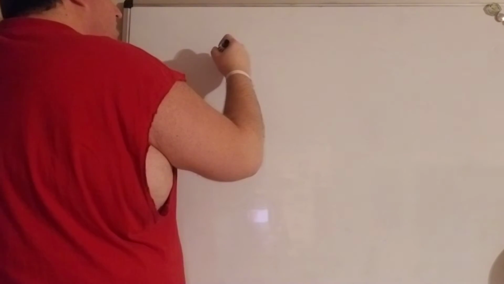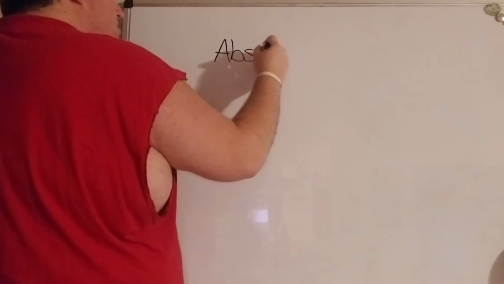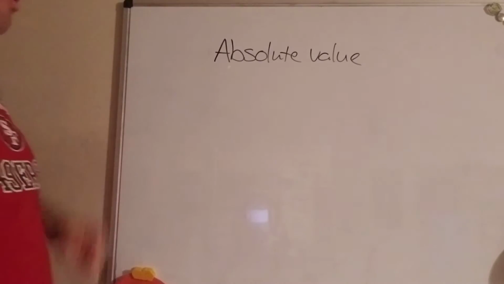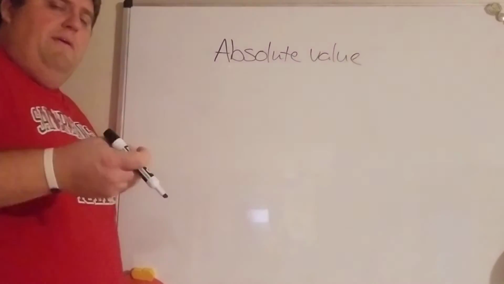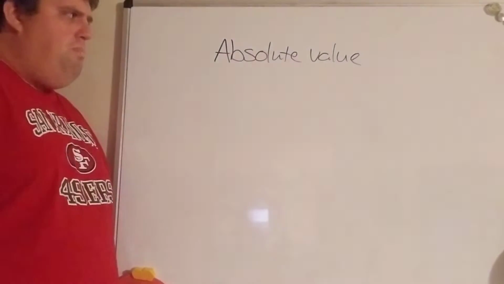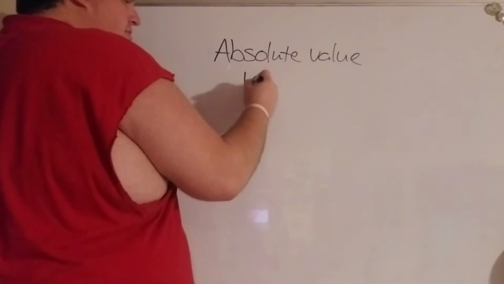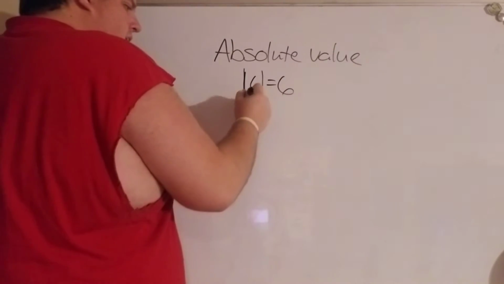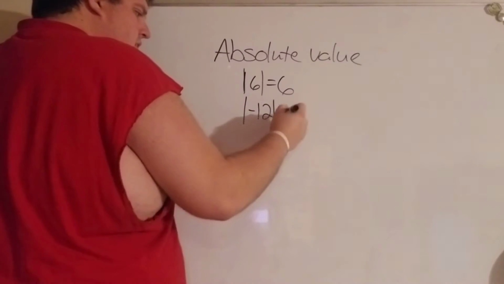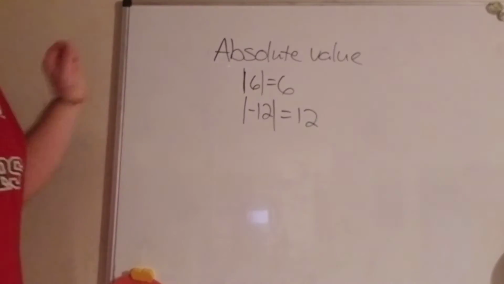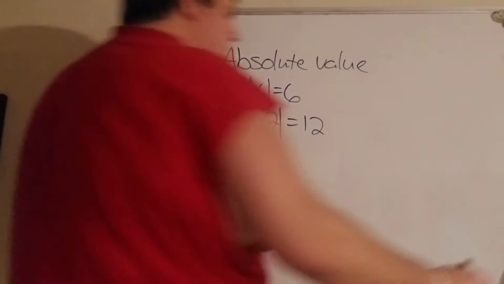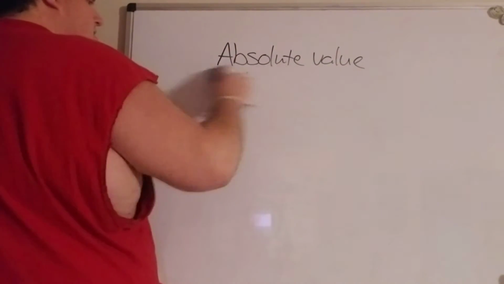So absolute value, we talked about it earlier this year when we solved absolute value equations, right? It's going to turn everything into positive numbers. For example, if I had the absolute value of 6, it's just 6. How far is 6 from 0? It's 6 away. How far is negative 12 from 0? It's 12 away, right? So no matter what we put in there, we're going to kick out a positive version of that number. So we're going to look at a series of functions here.